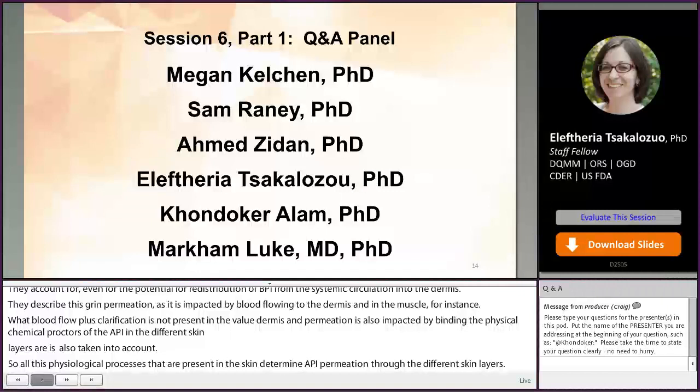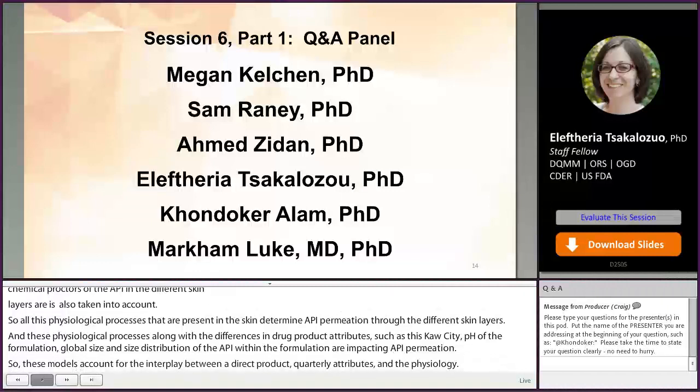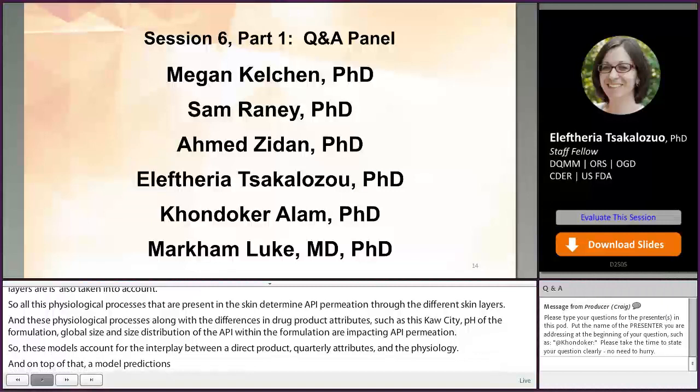So these models account for the interplay between drug product quality attributes and the physiology. And on top of that, model predictions reflect intersubject variability, which may depend on gender, race, the location where the product is applied, so chest, abdomen, etc. And in all that, we take into account variability between trials.